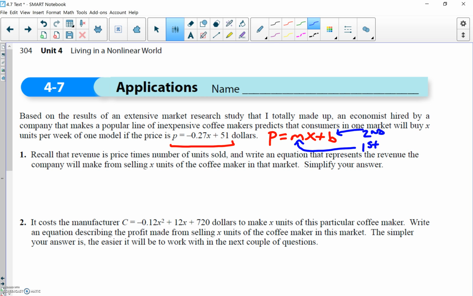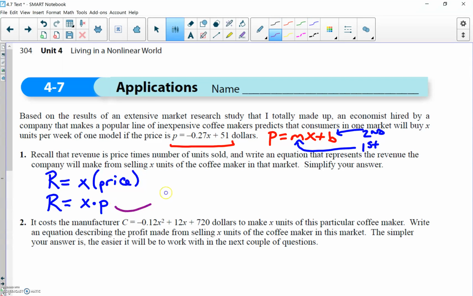It's negative 0.27x plus 51. And what we want in number 1 is the revenue. So we need to know that revenue is found by taking the number of items we sell, in this case coffee makers, which is x, and multiplying it by the price equation. The shorthand way that we write that is capital R, which represents your revenue, is x times p. And this lowercase p is that price equation that we saw previously.